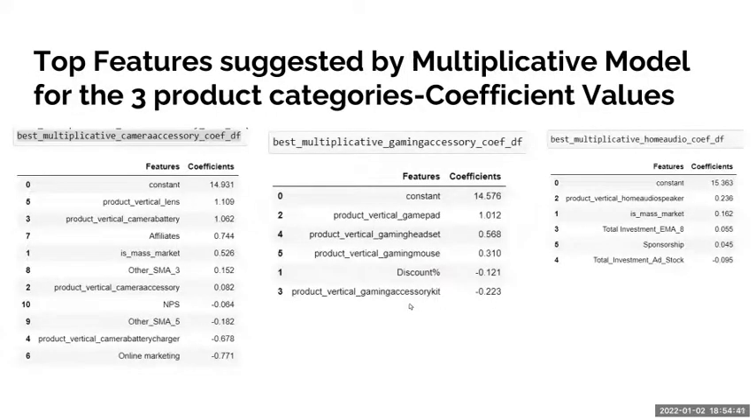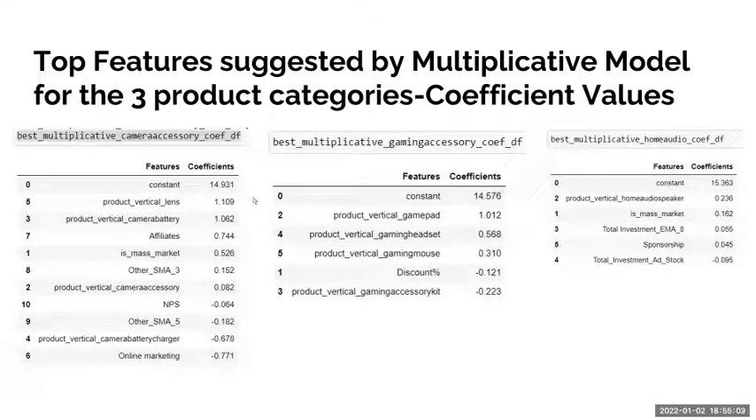So this shows our data frames for the three product subcategories. In the first, camera accessory, we chose 10 features for a high R2 score. In the second, gaming accessory, we chose 5 features. And again for home audio, we chose 5 features, based on what RFE-CV suggested we use.